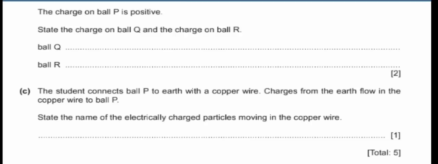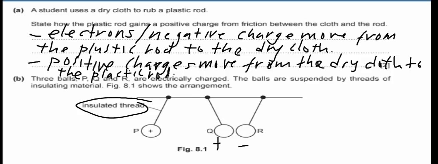So it is saying the charge on P is positive. State the charge on Q and the charge on R. As for Q, as you can see here, there is a space here, meaning this one is going to be a positive charge, because as for like terminals, if you have positive, positive, there will be repulsion. Negative, negative, there will be repulsion.